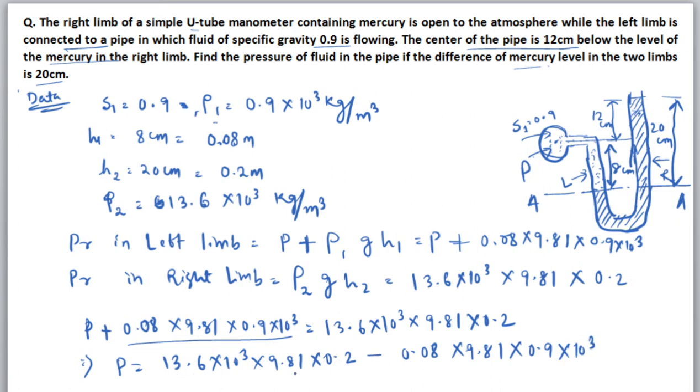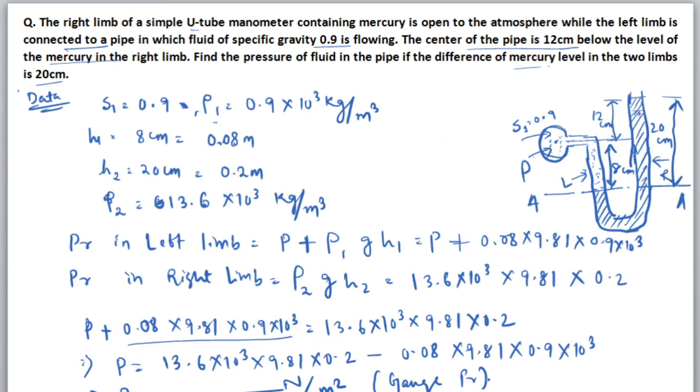So multiply this, after that subtract this from this, you will get the value of P in terms of Newton per meter square. By this you can calculate the pressure inside the pipe. This is the positive pressure, or gauge pressure, that is given.